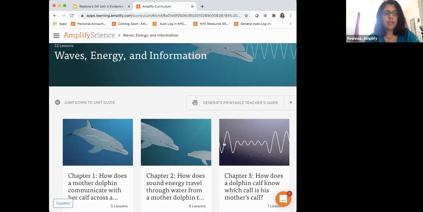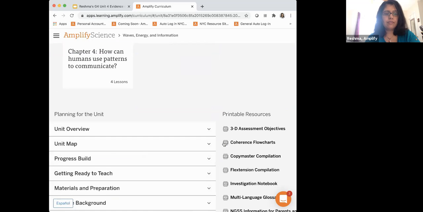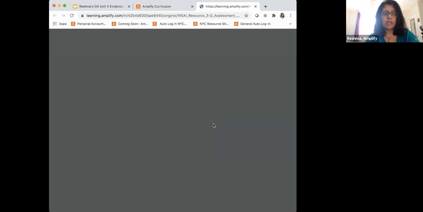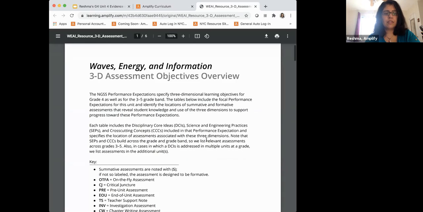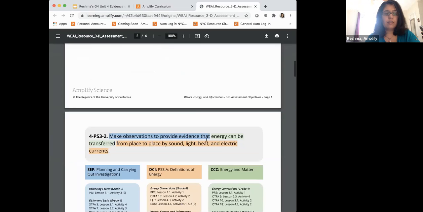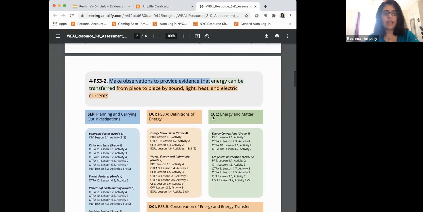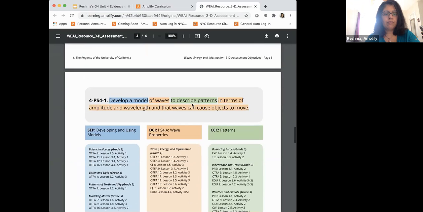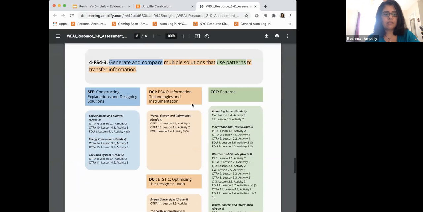So when you get to the unit landing page, it's that first resource under printable resources, 3D assessment objectives. If we look at this particular resource, we'll see the performance expectations for that unit on each page. For this unit, there are 5 performance expectations.